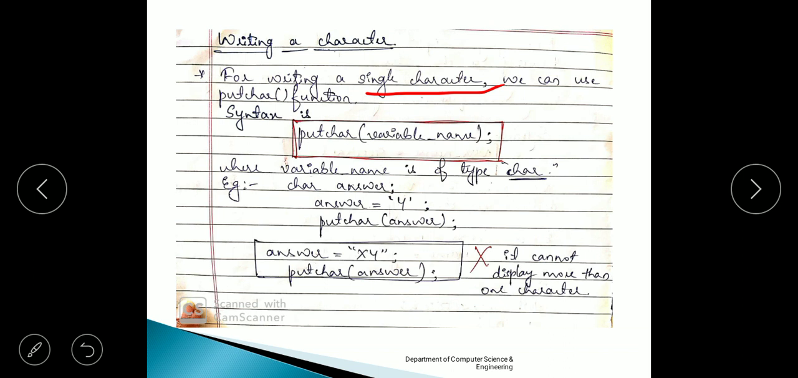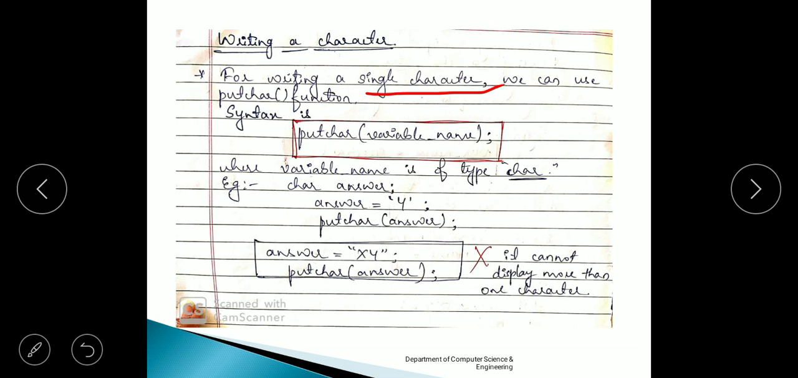So here observe one thing, instead of using the printf statement we are using putchar. Usually we use the printf statement for displaying the result, right? But we are not using printf here, we are using the putchar function. So putchar will display the value stored in the answer, that is y. It will display y because the value stored in answer is y. That's why y will be displayed onto the screen.